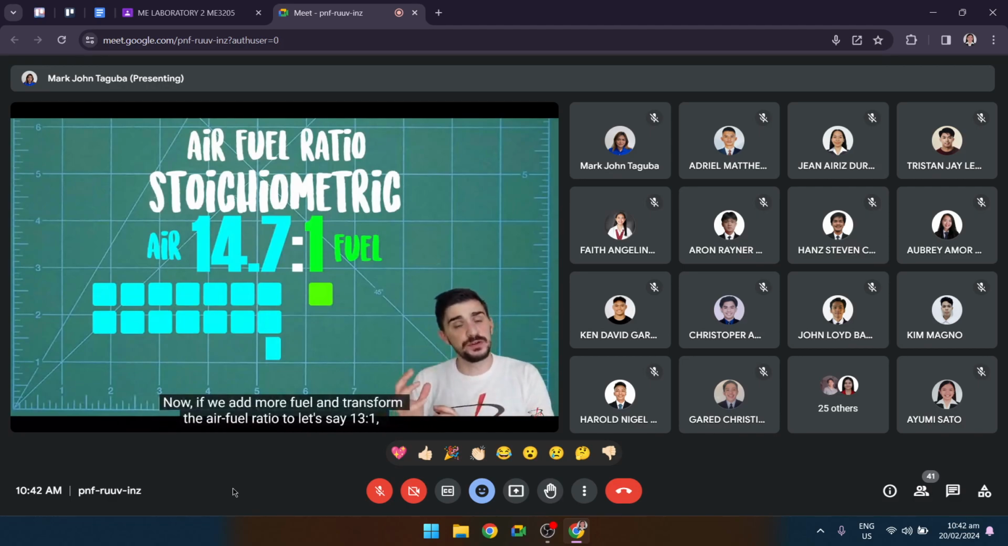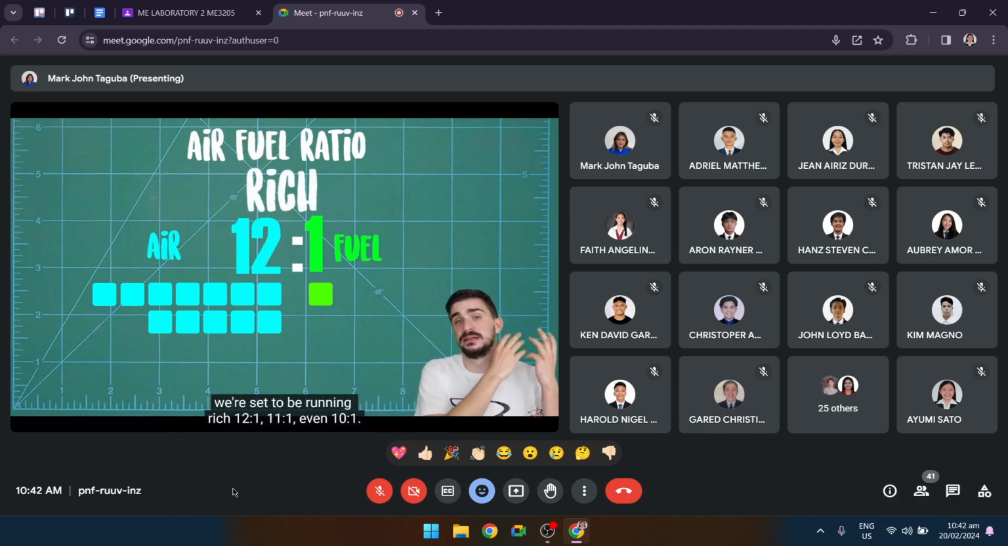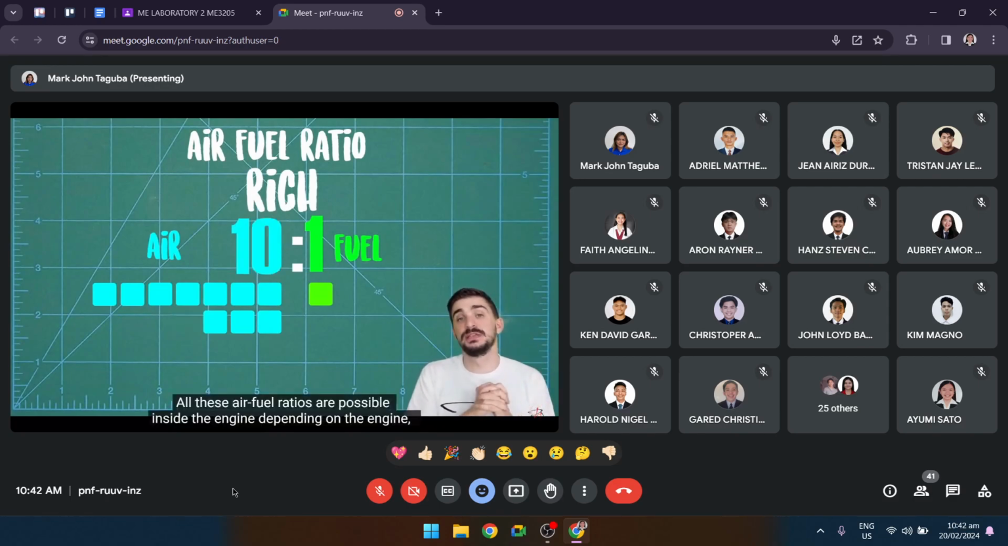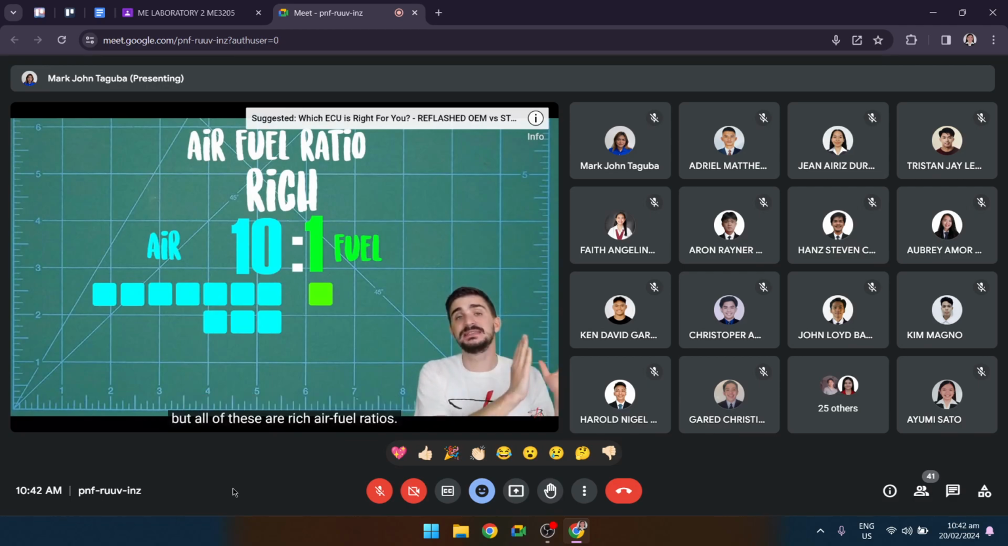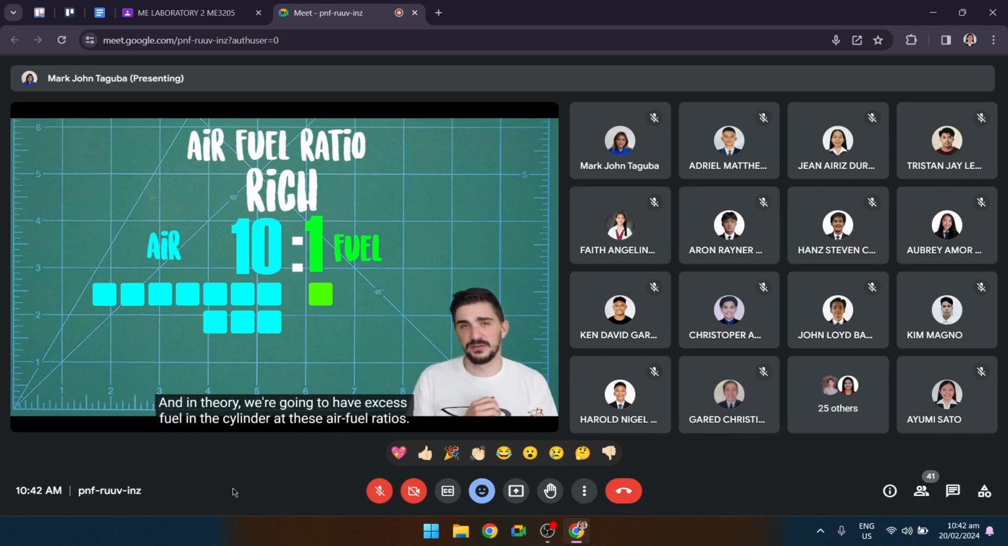Now, if we add more fuel and transform the air-fuel ratio to, let's say, 13:1, we're said to be running rich. 12:1, 11:1, even 10:1. All of these air-fuel ratios are possible inside the engine, depending on the engine, but all of these are rich air-fuel ratios. And in theory, we're going to have excess fuel in the cylinder at these air-fuel ratios.